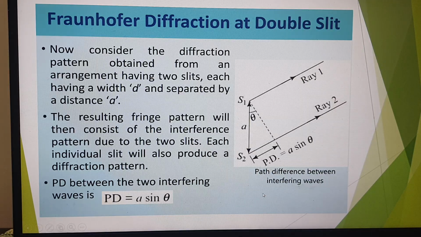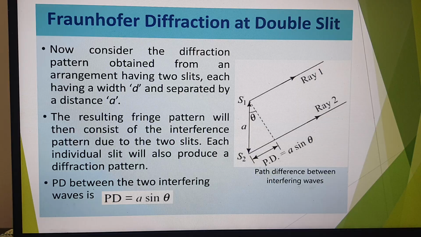Coming to Fraunhofer diffraction at a double slit. The difference between Fraunhofer diffraction at a single slit and a double slit: in single slit diffraction we use only one slit, while in double slit we use two slits, two barriers, two obstacles producing the diffraction pattern.